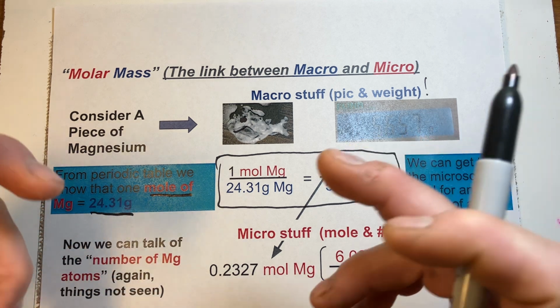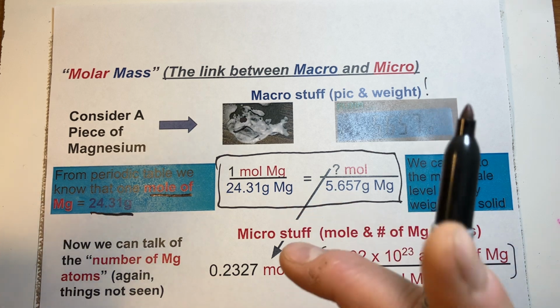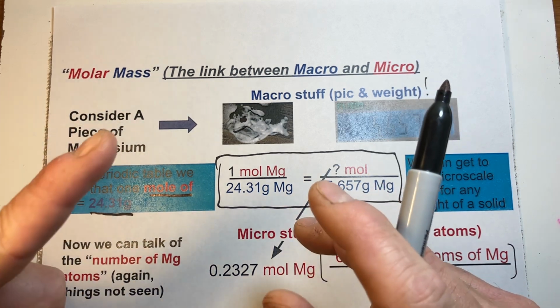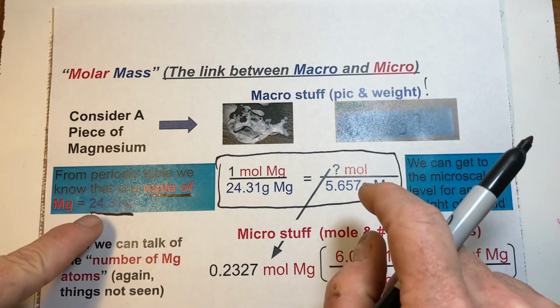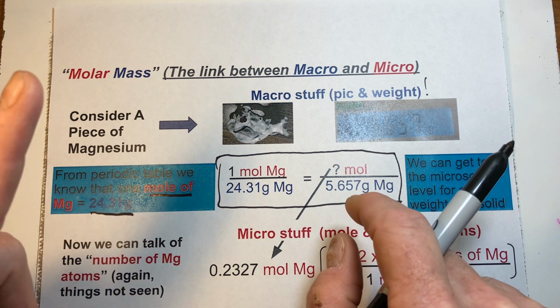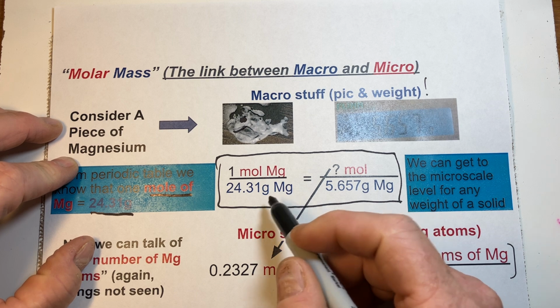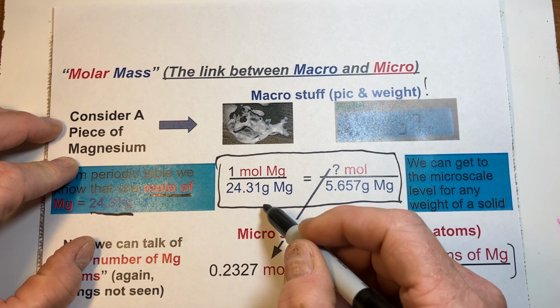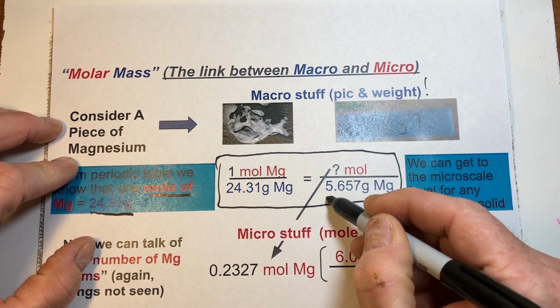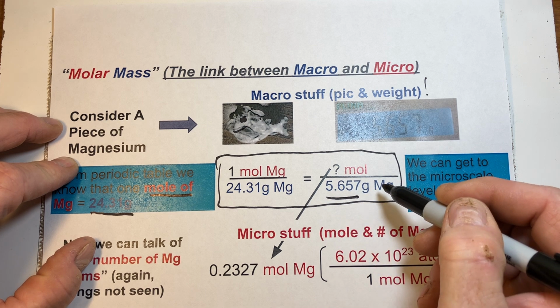We're always going to see the periodic table as, hey, when I'm looking at the periodic table, I want to think I've got 1 mole and it's equal to 24.31 grams. 1 mole, large amount, equal to 24.31 grams. But I don't have 24.31 grams of this magnesium. I have 5.657. So that's okay.